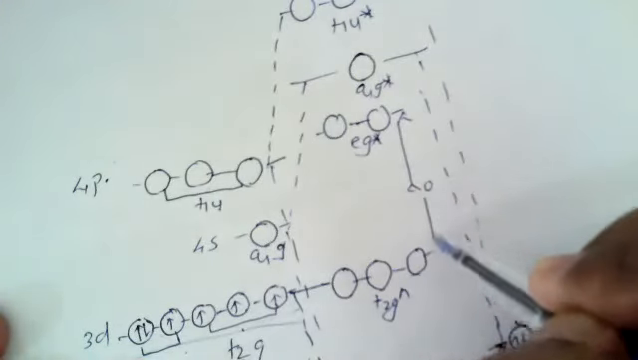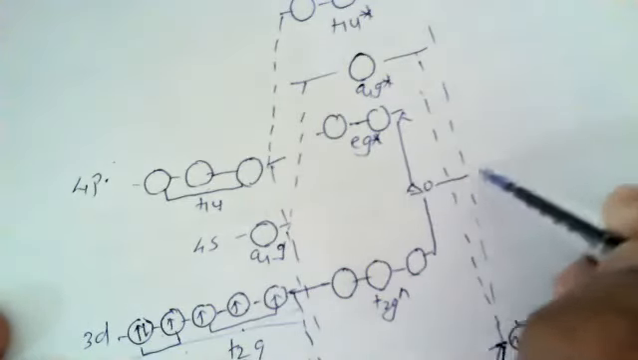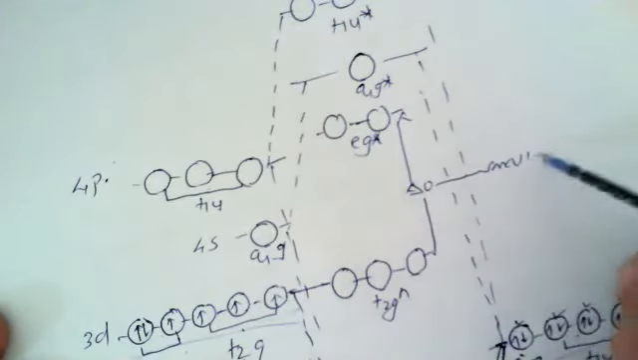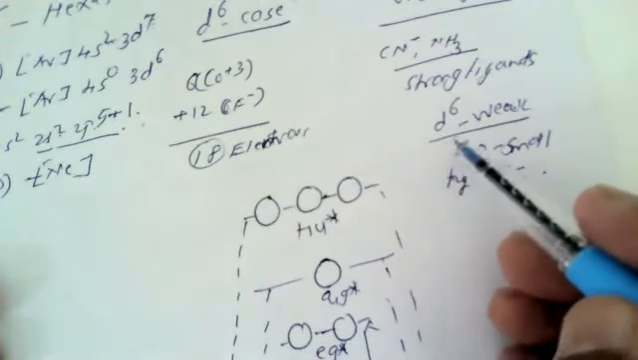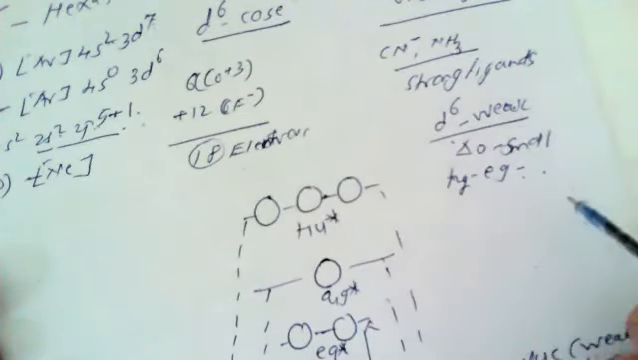Show the delta O sign, which indicates a small value because weak ligands are there. Weak ligands interact with the metal d orbitals very weakly, so this delta O value is very small. Now I have given you the worksheet where we have arrived at the d6 case. Whenever the d6 case is there, weak ligands are there.